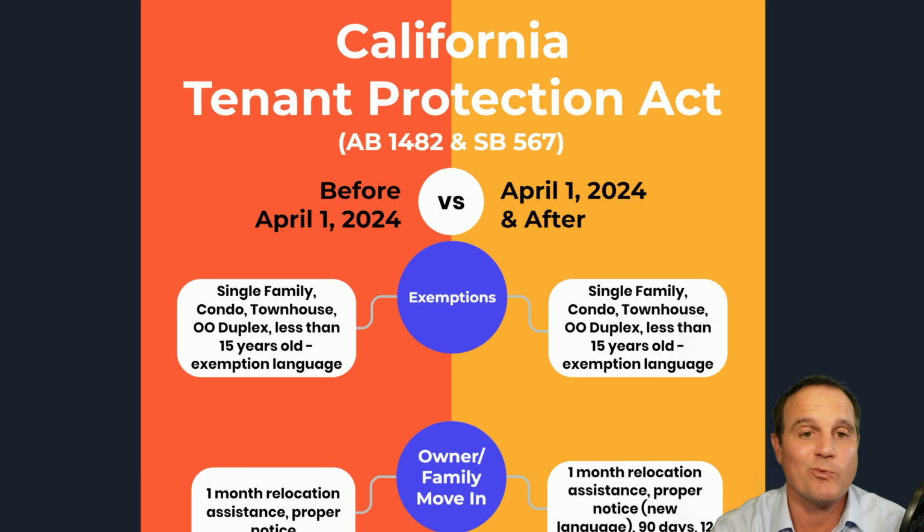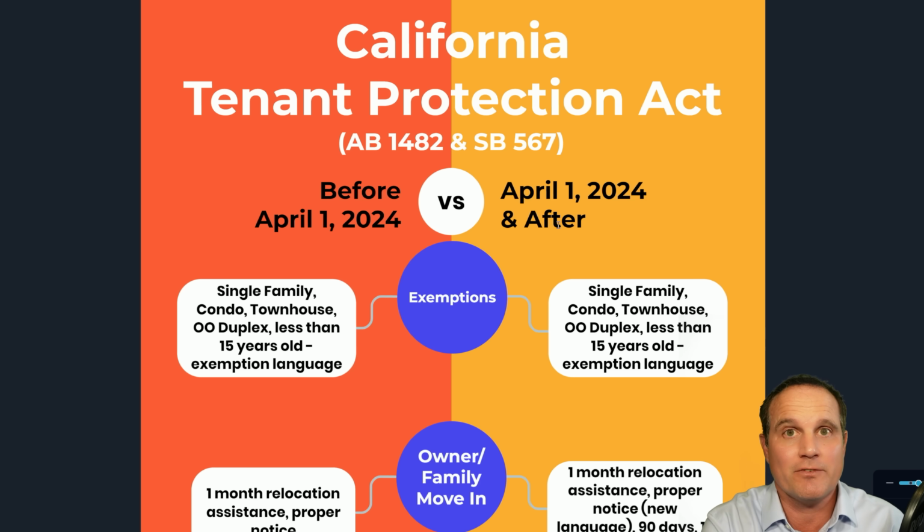Here's a quick run through of some of the differences between AB 1482 before April 1st, 2024 and after April 1st, 2024, which is when you're watching this. These changes are thanks to SB 567. Number one and very important detail is it does not change the properties that are exempt from the Tenant Protection Act. So if you're exempt before April 1st, you remain exempt after April 1st.